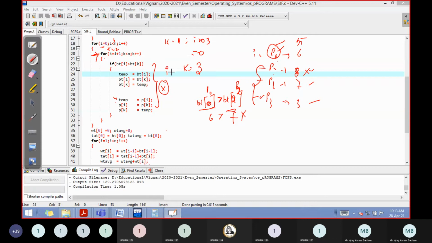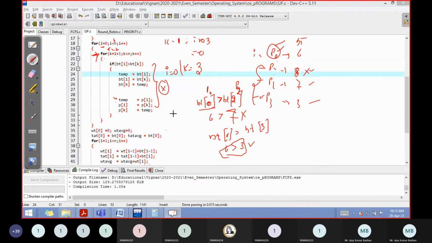What about the value of i? Still we are in location 0. Now we'll again compare if bt of 0 is greater than the burst time of process P3. What is the burst time of process P3 we have here? 3. So 6 is greater than 3. Now the condition has been satisfied. You can see here, 6 is greater than 3. So what needs to be done?